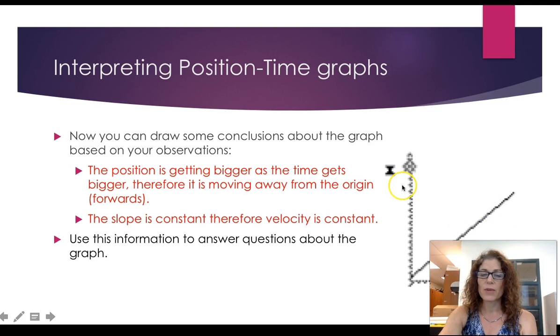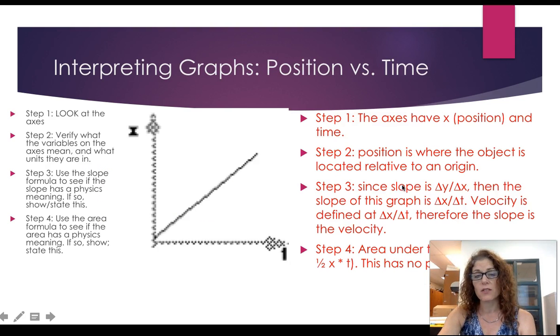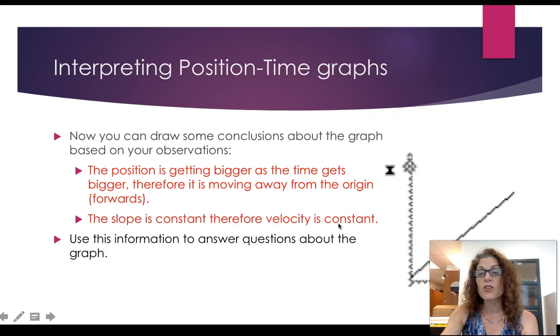So whatever I could say about the slope, I can say about velocity, right? That's what we were saying here. Velocity is delta x over delta t, therefore slope is velocity. So that's how you put that together. Now go answer some questions about it. I mean, we're not going to do that part now, but that's how you think it through.